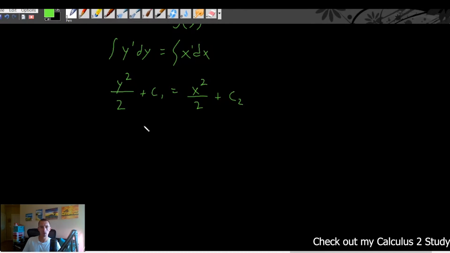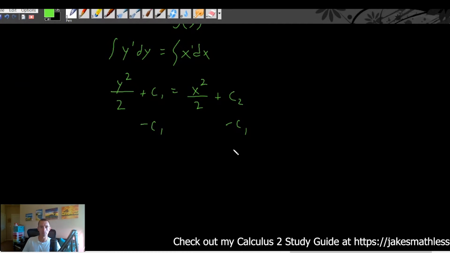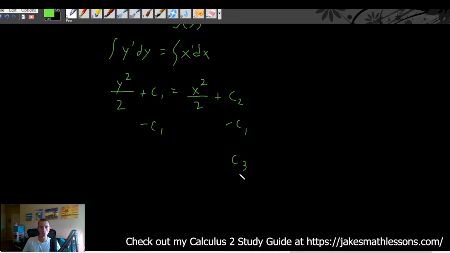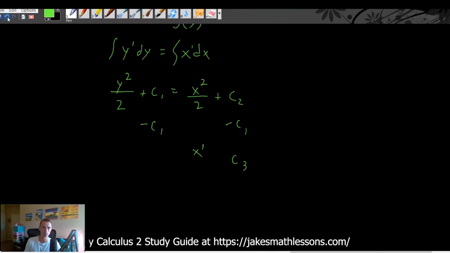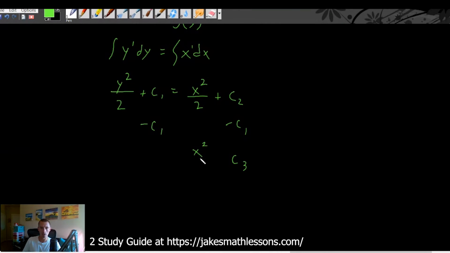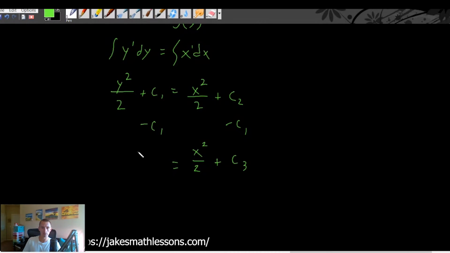Then, again, we can basically start by moving our unknown constants over to the same side of the equation. c2 minus c1, we will just call a new unknown constant c3, just to simplify things. Keep it so we only have one unknown constant to worry about later on. Everything else in our equation will remain the same.